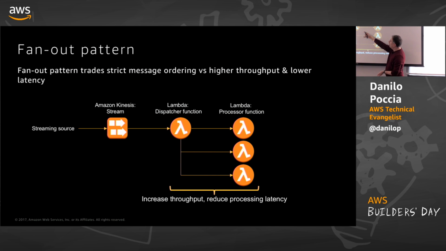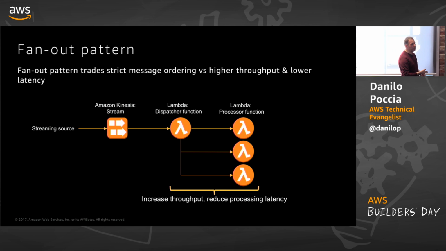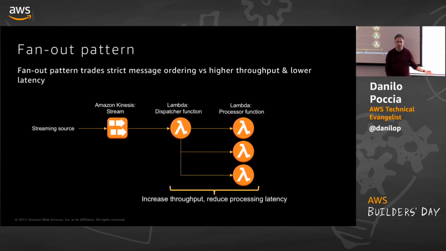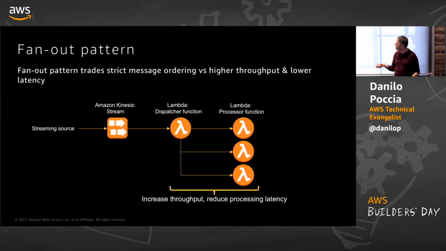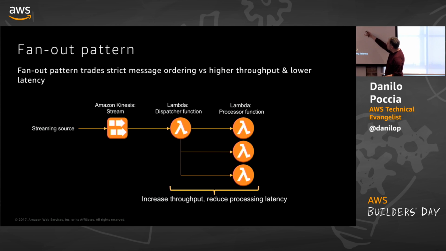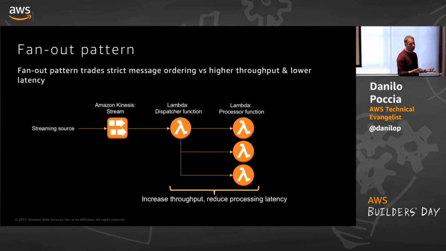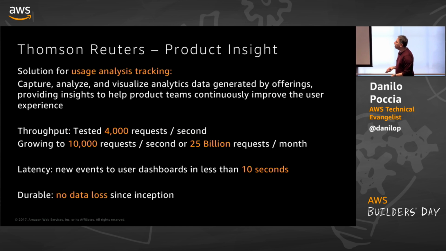What we've seen also used by customers is the fan-out pattern. The fan-out pattern is similar to the S3 pattern that we saw before. You have a first Lambda function that is not doing all the work, but it's just taking the raw data and then starting in parallel multiple Lambda functions to process the information. This works, but you lose the order because each of these Lambda functions is invoked asynchronously. So it can work for some use cases.